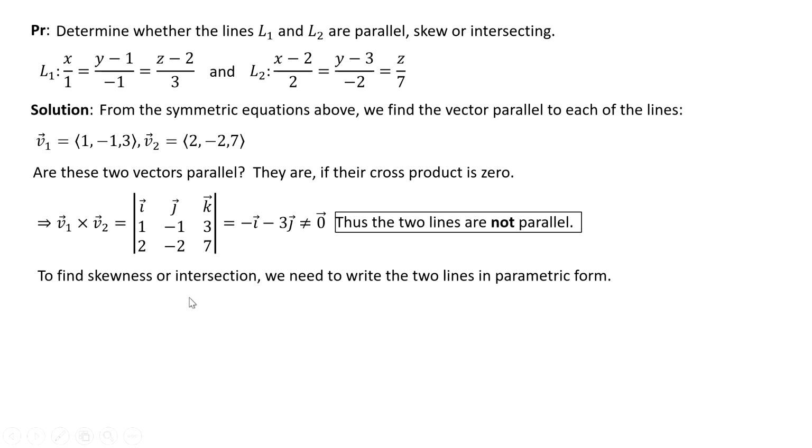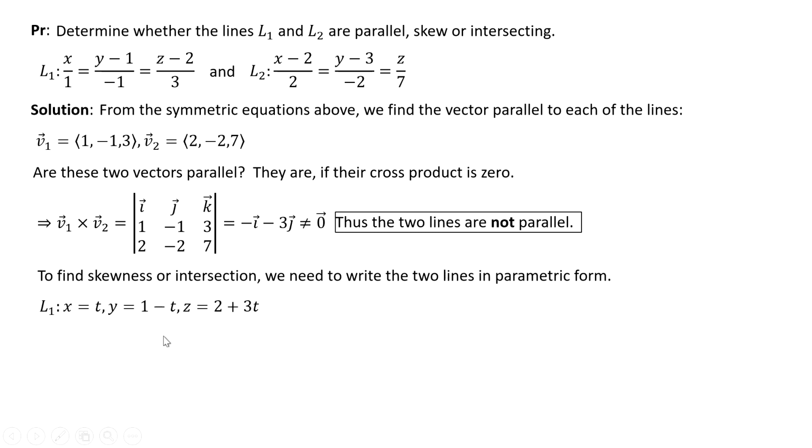To find skewness or intersection, we need to write the two lines in parametric form. Oh, interesting. So we take the symmetric equations and convert them to parametric form. But there's one caveat though. Do not use the same parameter for both of them. Parameter happened to be t, right, up until now. Don't say t for both of them. Just use a different one for the other one.